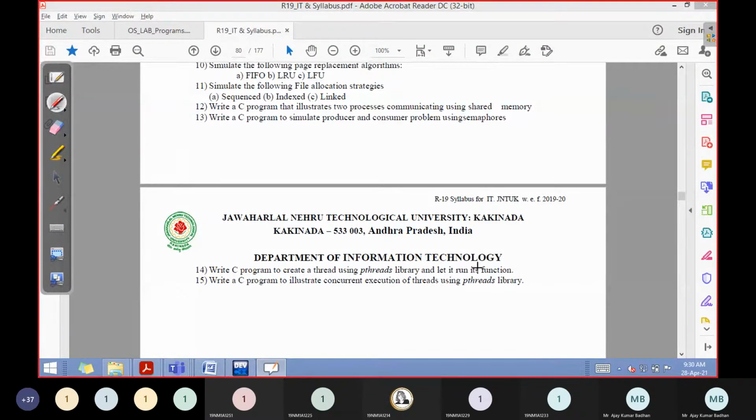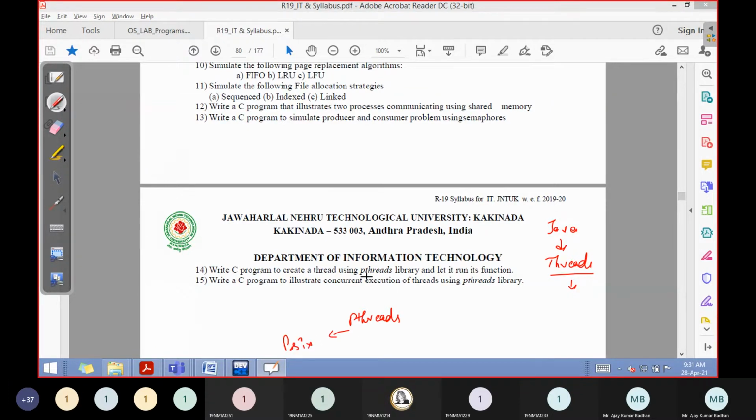C program to create a thread. I think you have Java, and in Java it might have been explained, or might be explained, what threads are and their main purpose. We are going to use threads to write a program. Here he is talking about pthreads. You might be wondering what pthreads are. P stands for POSIX, so we call them POSIX threads.